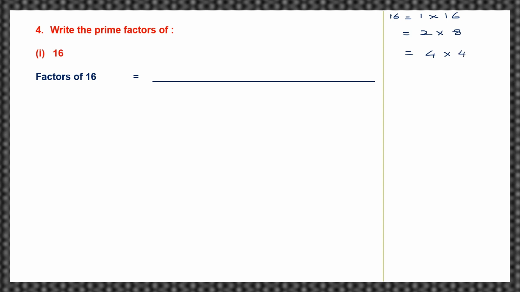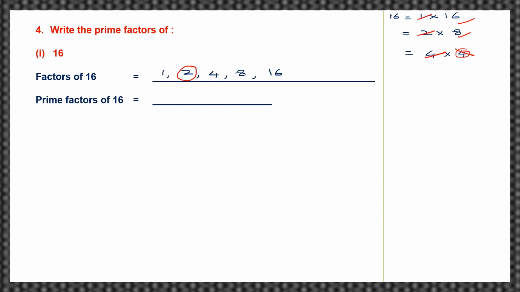So what are all the factors of 16? We have 1, 2, 4. 4 is already there, so we don't repeat this. Then 8 and 16. So in order, it is 1, 2, 4, 8 and 16. Now here we are asked to pick only the prime factors. Look at all these numbers. Among these, the only prime number is 2. So the prime factor of 16 is only 2. This is our answer.